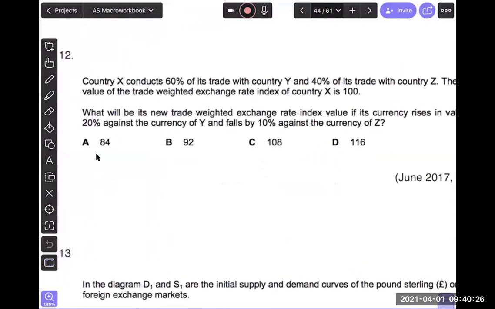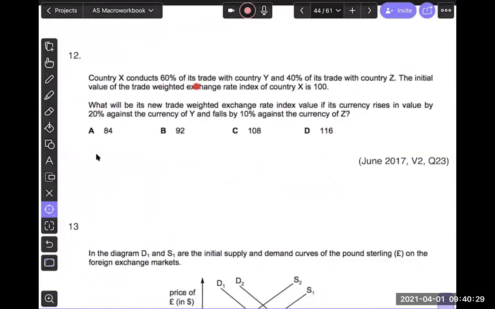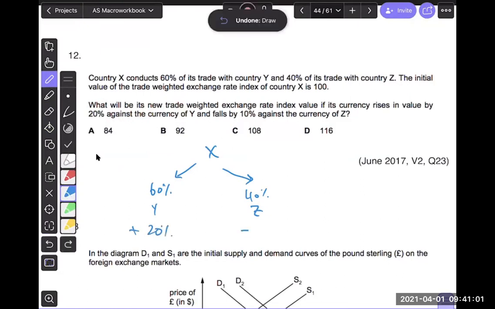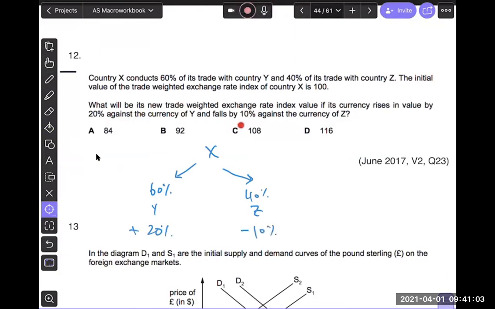Okay, this one is a nice one as well. Country X conducts 60% of its trade with country Y. So country X is doing 60% with country Y and 40% with country Z. What will be the new trade weighted exchange rate if the currency rises in value by 20% against the currency of Y, and falls by 10% against the currency of Z?